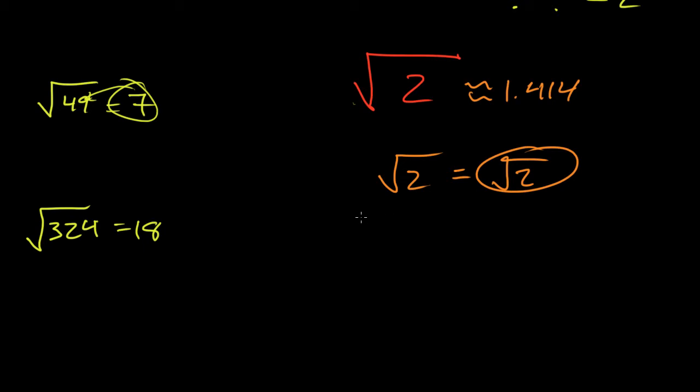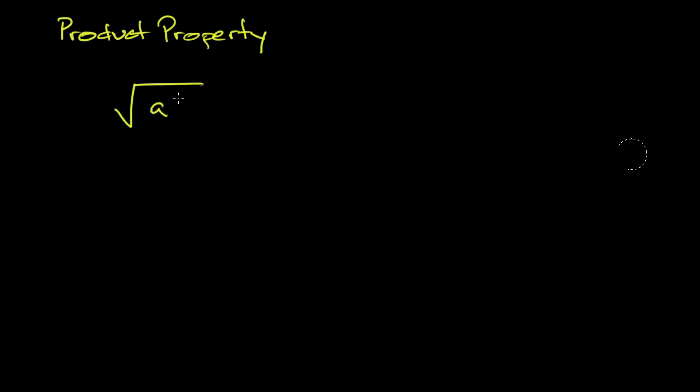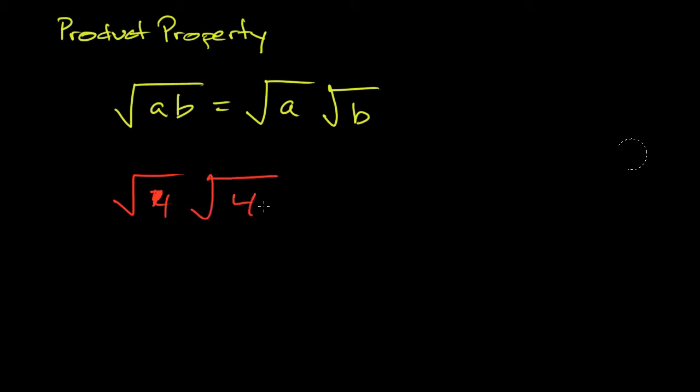Square roots have some properties that we use to simplify, and so you should know two properties. The first property that I'm going to explain is called the product property, and it says that the square root of a composite number, like a times b, is equal to the square root of a times the square root of b. I want to give you an example to help this make sense. I'm going to say that the square root of 4 times the square root of 4 is equal to the square root of 16.